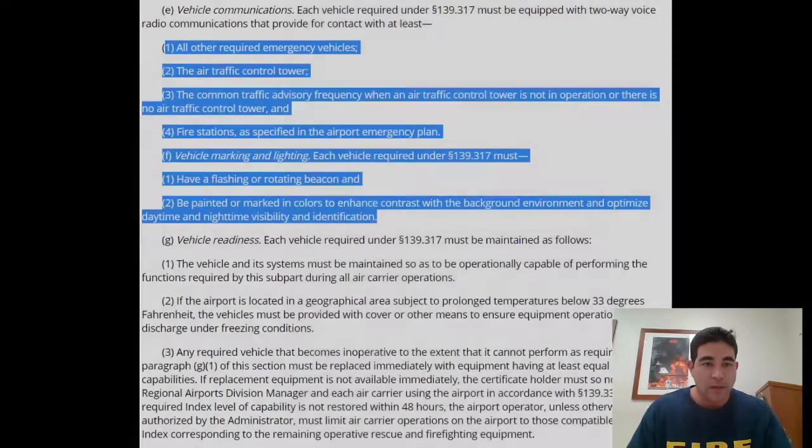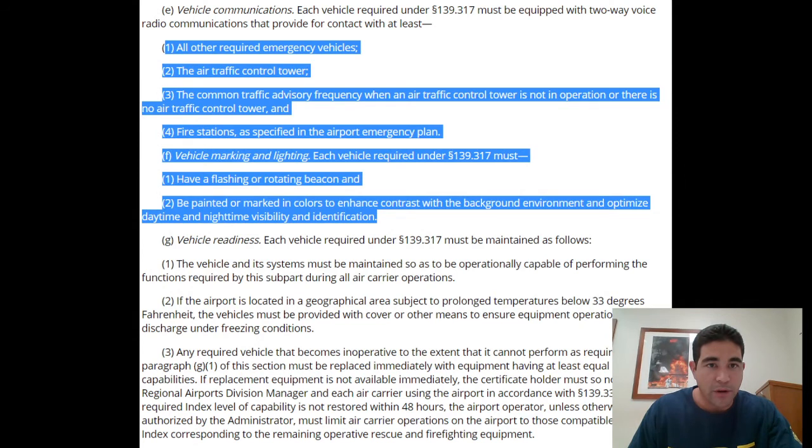So that's pretty much it. All this other stuff we kind of went over. Fire station, vehicle lighting, having flashing and rotating beacons, being painted in marked colors that enhance contrast. That's why we have that ARFF green. Some of this stuff is just, if you're in cold areas, like I'm in Hawaii, so we don't have to worry about ensuring that our equipment is covered, because your water and your stuff may be compromised by freezing conditions. But that's common sense stuff. You're not going to leave it out in the snow.